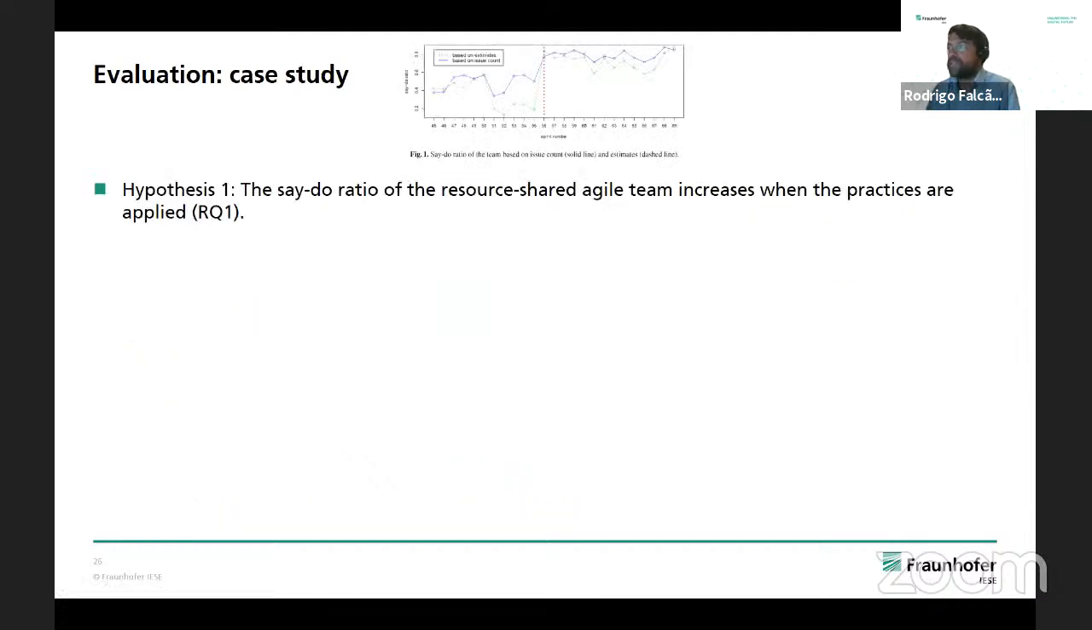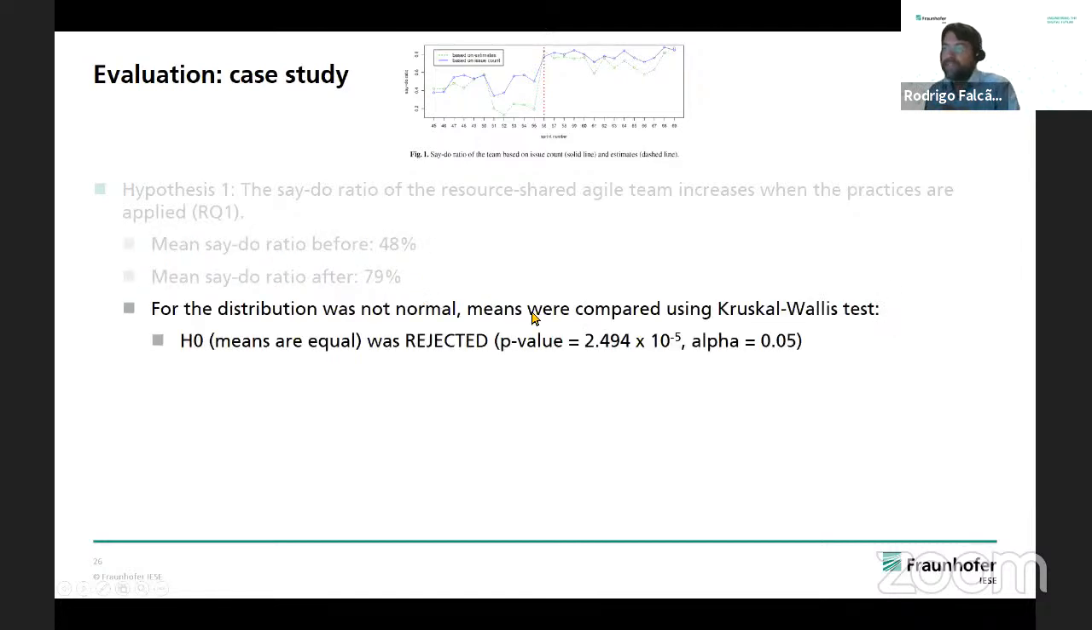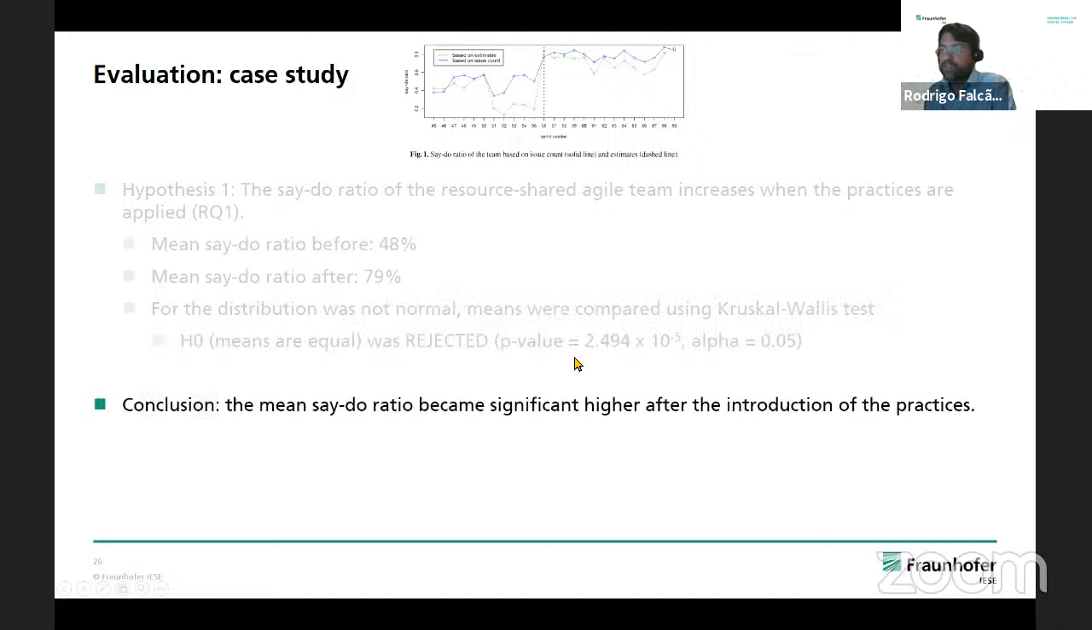So the first hypothesis is that this practice would increase the say-do ratio. The mean say-do ratio before was 48%, and after 79%, so it was higher. Then we performed a test of hypothesis to check the statistics of this difference, and in this case, we can conclude that there was a significant difference between the two say-do ratios. So that's good. That was what we were looking for. We improved the say-do ratio by introducing those practices.